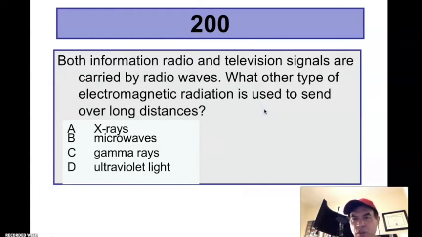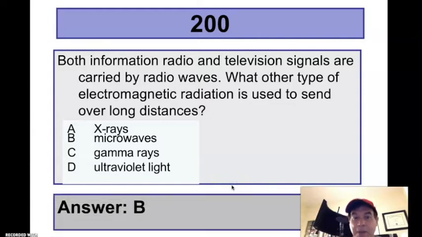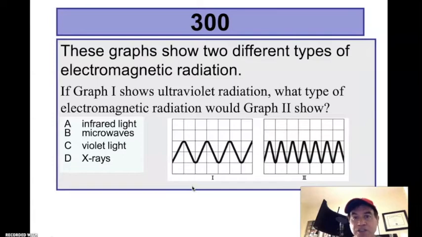Both information, radio, and television signals are carried by radio waves. What other type of electromagnetic radiation is used to send over long distances? So we're going to use this for over long distances. Let's see what you remember. X-rays, microwaves, gamma rays, or ultraviolet light? Answer is B. It's going to be microwaves. This is actually what you use, and you can use this for cell phones as well.